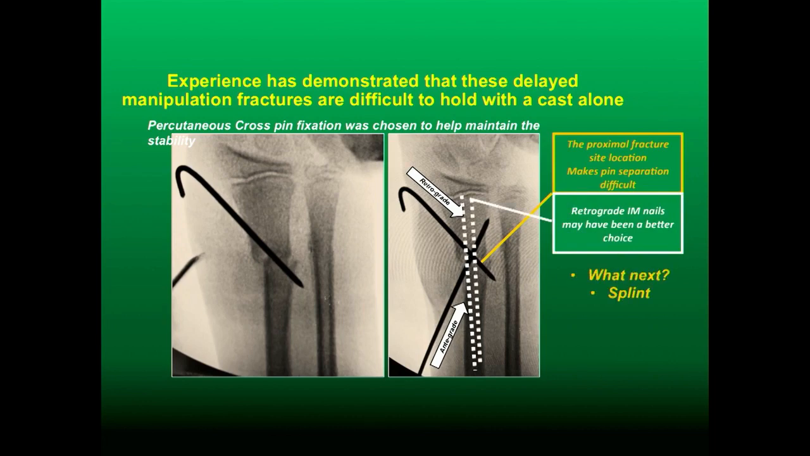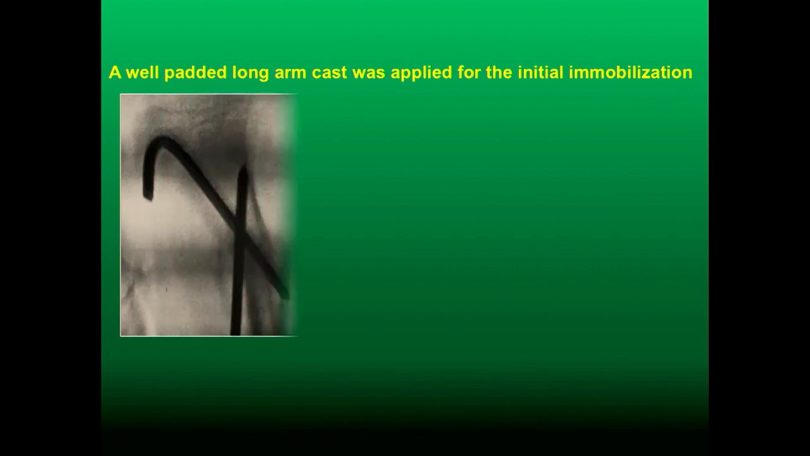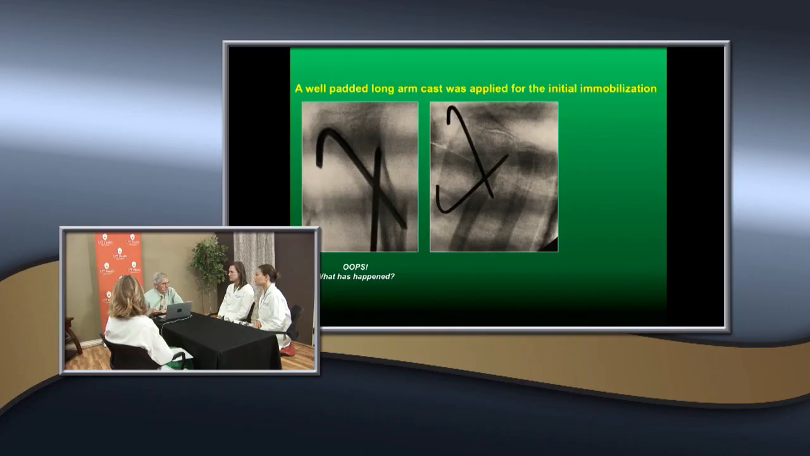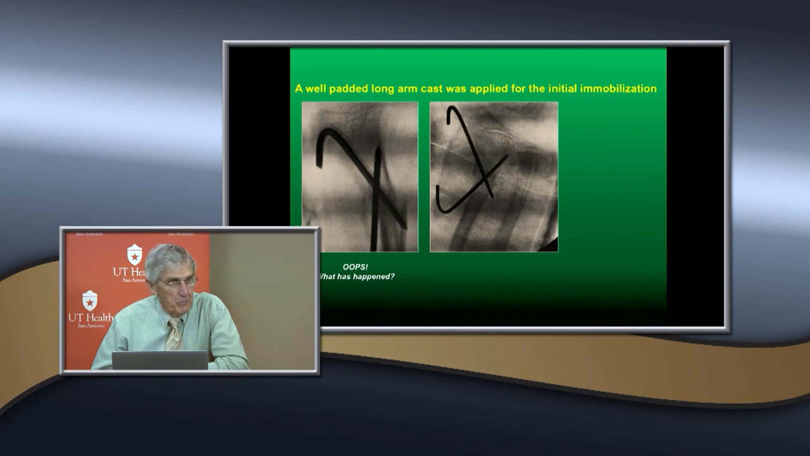So do you put them in a splint, a cast, a short arm cast, a long arm cast, or nothing? Well, a long arm cast was done. Uh-oh, you took a picture. This is image intensifier in the emergency room. Well, the patient's still asleep. What's happened? It's gone back. The main reason is because cross pins were probably not the appropriate treatment, because they crossed right at the fracture site and weren't very stable.